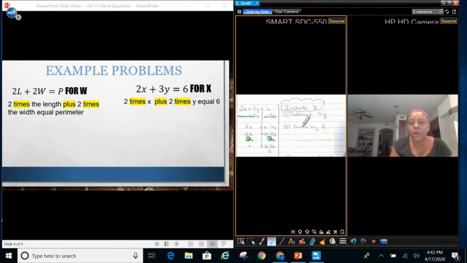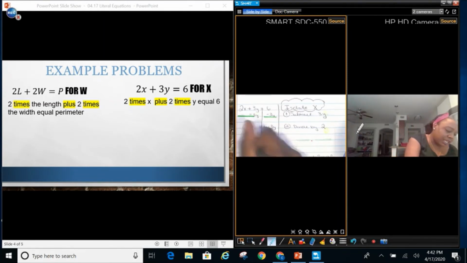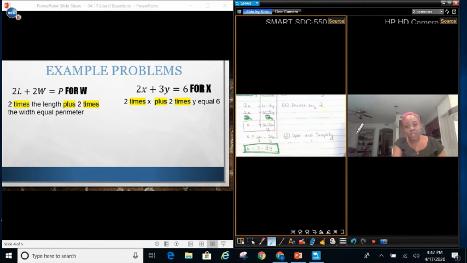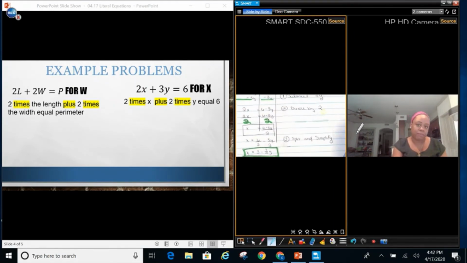Alright, so as you guys can see, we want to isolate x, so all you have to do is subtract 3y. Then you should have divided by 2. And then here is your final answer. Now, if you did that extra step, especially those pre-AP students, my extension students, this is the final answer: 3 minus 3 divided by 2, y. Make sure you guys are checking your work.